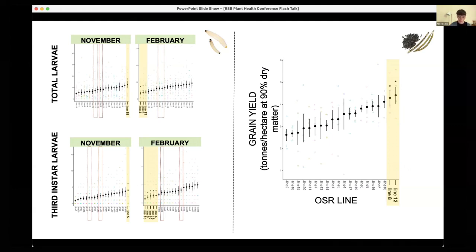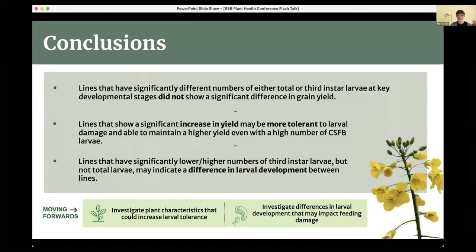So looking at what can be drawn from that, as I mentioned, those lines that had the significant difference in the number of total or third instar larvae at the stages I was looking at didn't show a significant difference in the grain yield. However, those lines that showed a significant increase in the yield, despite not having that difference in larval numbers, may indicate that they're more tolerant to larval damage and larval feeding, so they may be able to maintain that higher yield even with a higher number of cabbage stem flea beetle larvae.